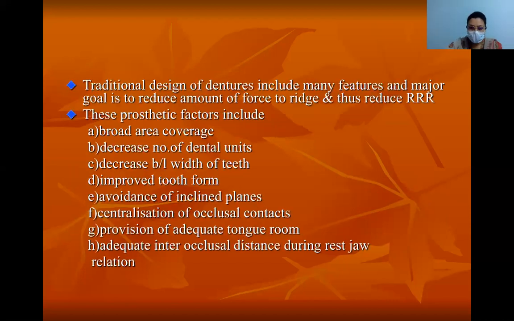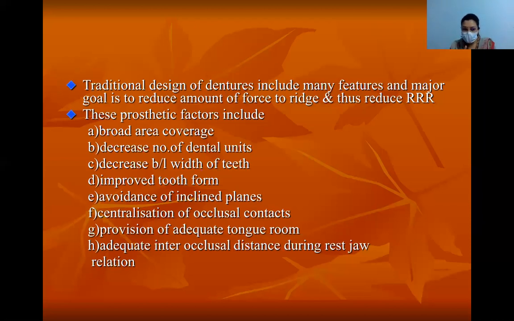Now, the traditional design of the denture will include many features, and the major goal is to reduce the amount of forces to the ridge and therefore reduce the residual ridge resorption. These prosthetic factors will include.